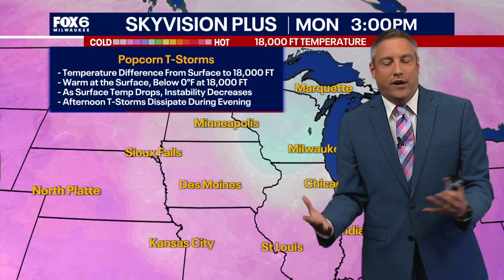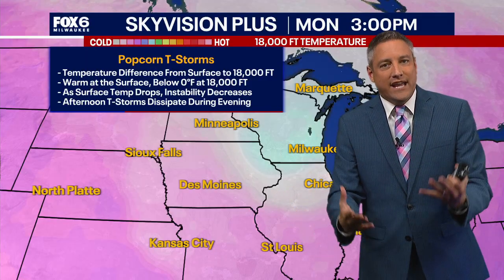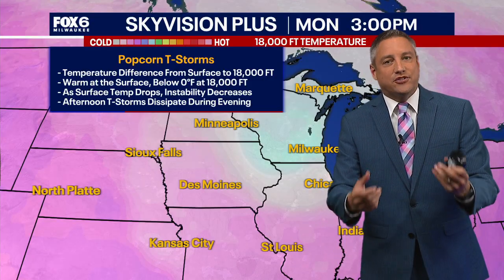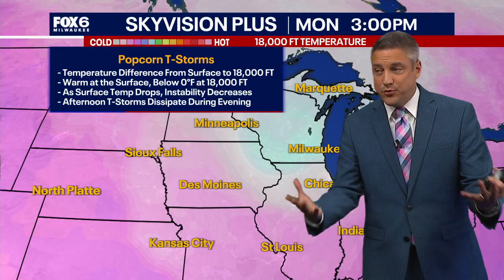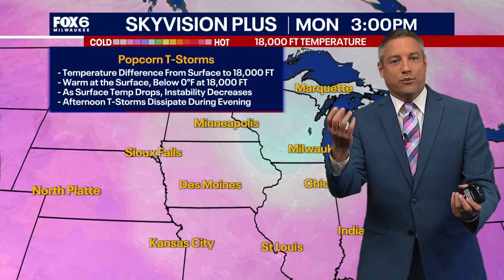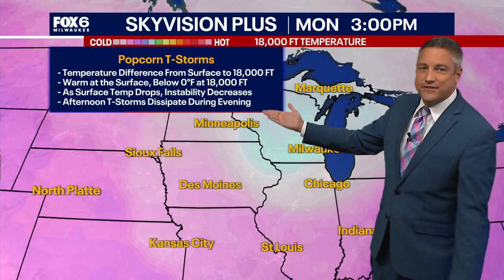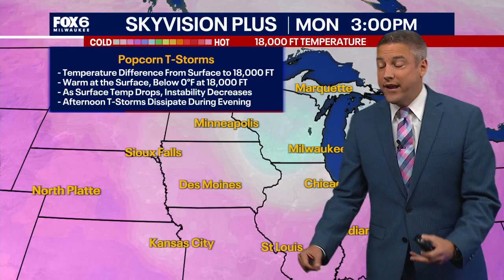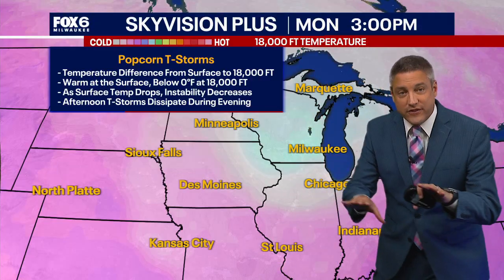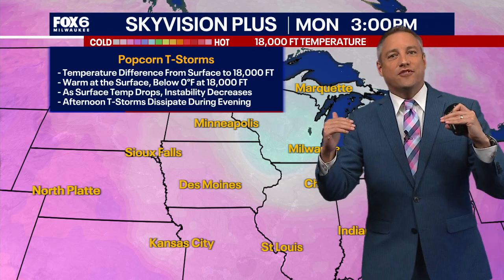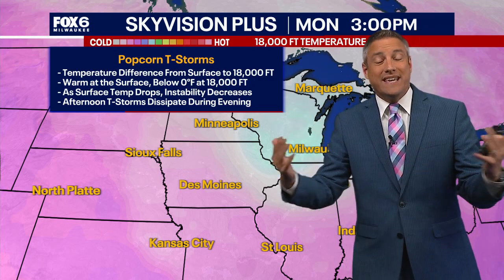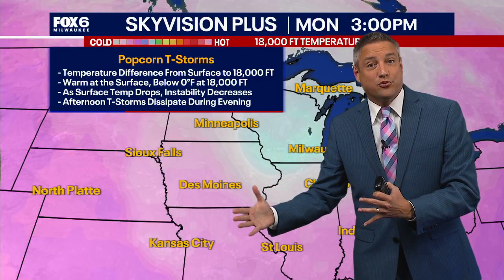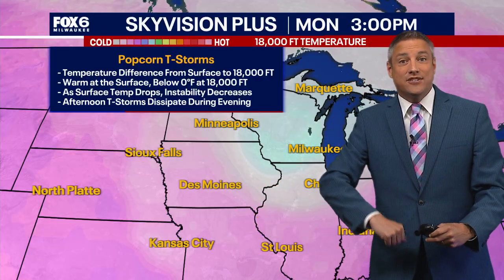Why is that? Well, that's when we're at our warmest, right? Here at the Earth's surface. And so as the Earth heats up, as we heat up here at the surface, those thunderstorms bubble up. And then what happens after sunset? Well, the sun goes down and we start to cool down, right? So that temperature difference between the surface and 18,000 feet gets lower, so the instability is not as strong in the evening as it is with peak heating.